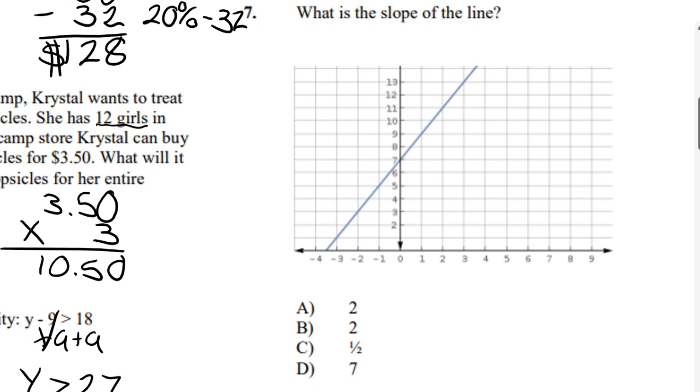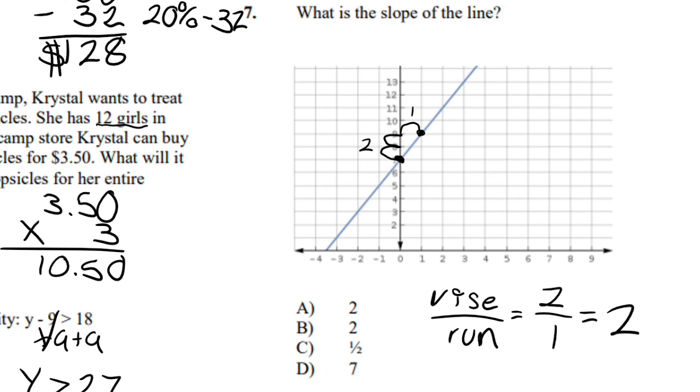What is the slope of the line? So you have to remember that slope is rise over run. So we're going to pick a point. We'll choose the y-intercept. And we need to see how many we have to go up and how many we have to go to the right to get to this next point. So up would be 1, 2. And then we'd have to go 1 to the right. So that should give us 2 over 1, which is 2. And as you can see, A and B are the same exact option. So we'll go with either of those.